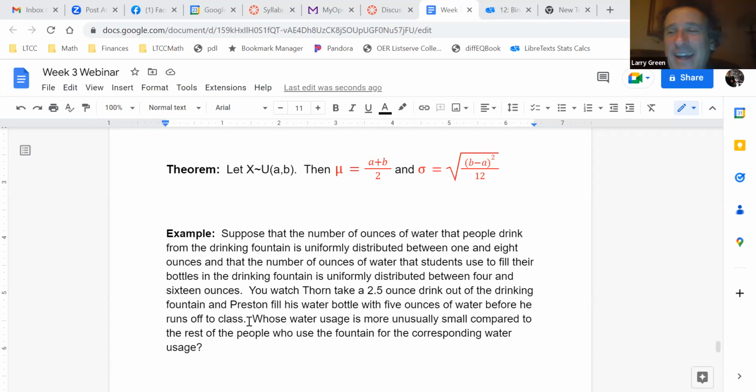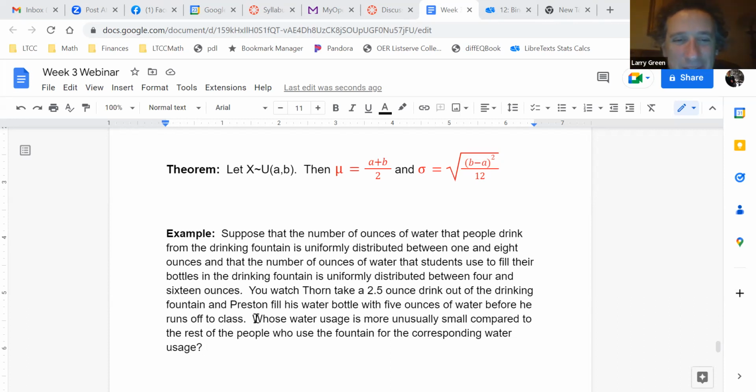By the way, just for fun, when I wrote this, Thorne and Preston were my students. So that's where the names came from. It was a lot of years ago, but the nice thing is math never changes. But my students' names do.